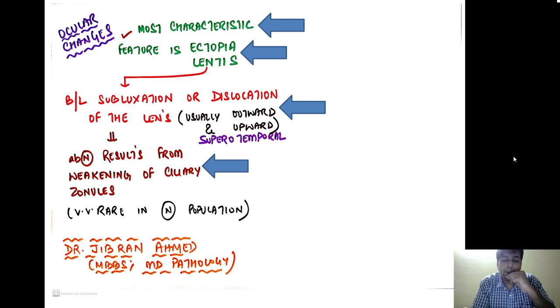So if a patient is coming with ectopia lentis, there is a very high chance that the patient is suffering from Marfan syndrome. Okay, now moving ahead, this is the ectopia lentis. You can see the lens has moved towards the upper part and outer part. So it is superotemporal dislocation of the lens. This is called as ectopia lentis, which is classically seen in Marfan syndrome.